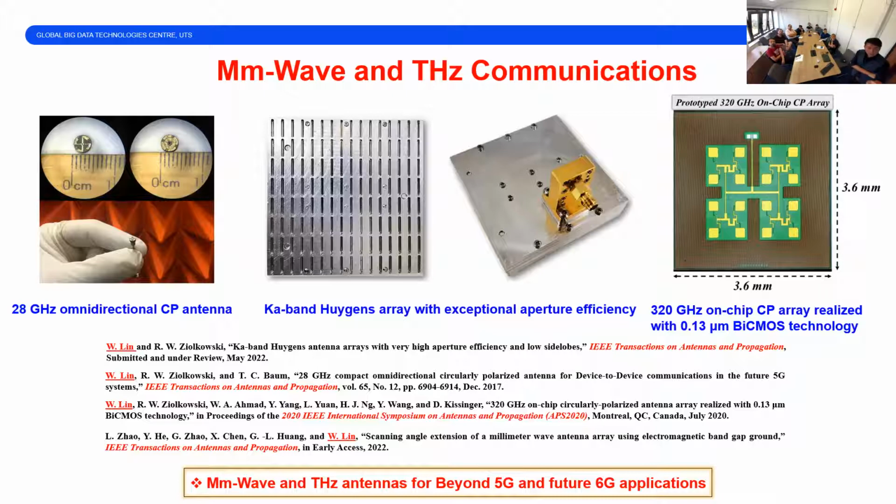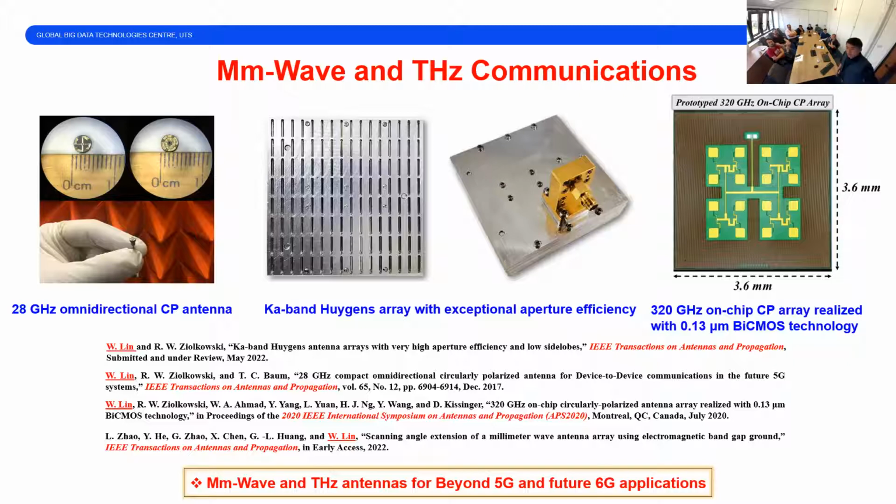And this small one is the omnidirectional 28 GHz CP antenna. It's intended for mobile phone applications. It's very small, only about 4 millimeters in diameter, working at 28 GHz, and can be used for device-to-device communication.